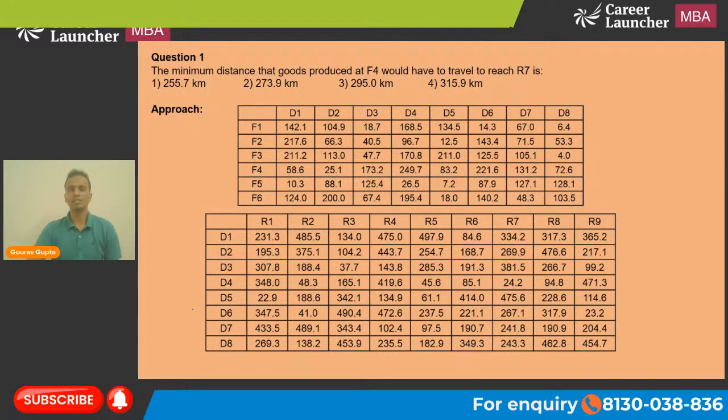So once again, have a look at it. I have to start from F4 and I have to reach R7. So I have selected D4 as the intermediate depot. So F4 to D4, I take my goods first of all, traveling a distance of 249.7. Then use the second table. Starting from D4, I'll go to R7 and will travel a distance of 24.2. The sum of these two distances will be equal to 273.9 and hence the correct answer will be option 2. All right. So 273.9 is the correct answer of question number 1.